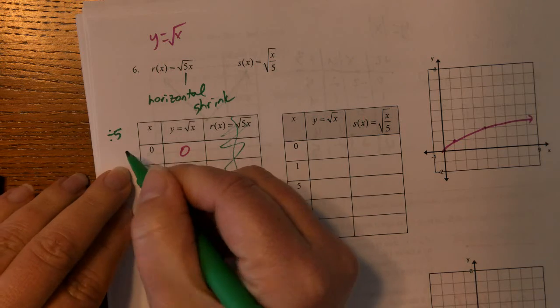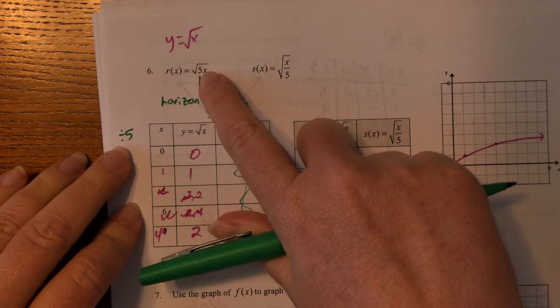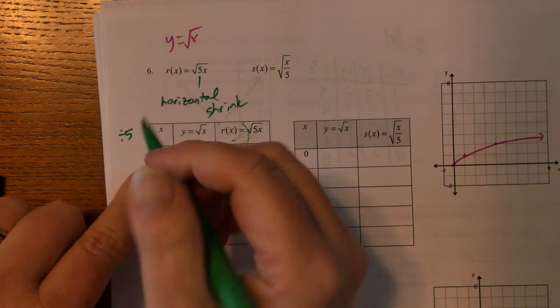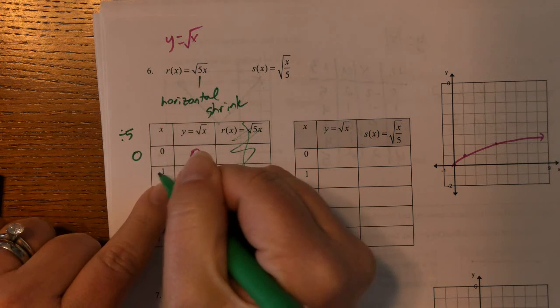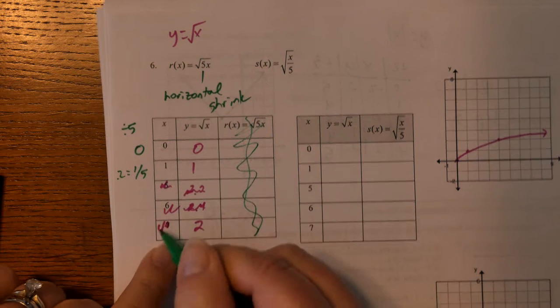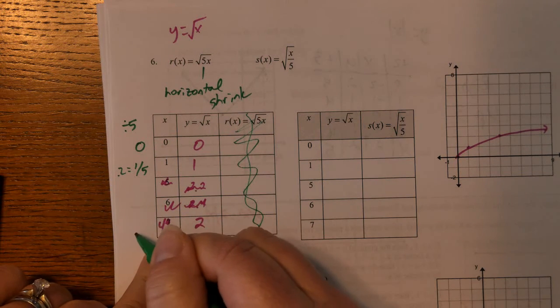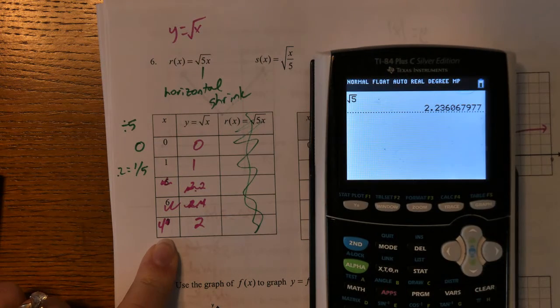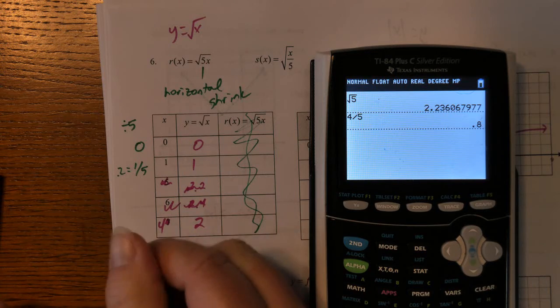So 0, because that's the opposite of multiplying by 5. Opposite of multiplying by 5 is divide by 5. X's are always backwards, so do the opposite thing. 0 divided by 5 is 0. 1 divided by 5 is 1/5, or 0.2. 4 divided by 5 is, let's see, 4 divided by 5 is 0.8, right?